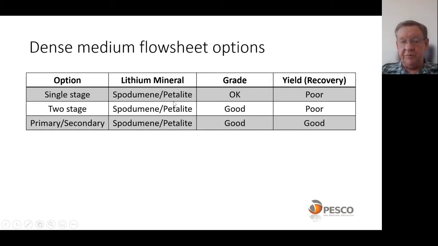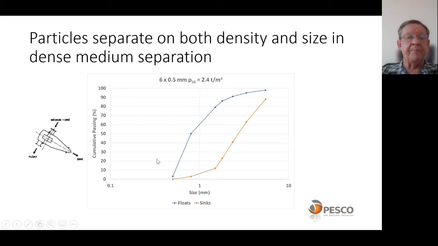If we consider these different options, we look at the single stages, applicable to spodumene and petalite, your grade will be okay, but your yield is poor. If we look at the 2-stage, we can achieve a good grade, but the recovery is still poor. And if we look at primary and secondary, which is applicable to both spodumene and petalite, you get a good grade and a good yield. And based upon a lot of test work and a lot of pilot plant test work, the last option, the primary secondary option, appears to be the best one for most lithium hard rock deposits.